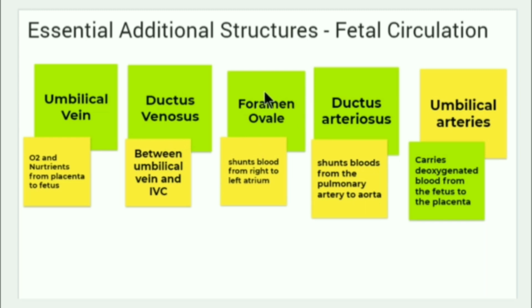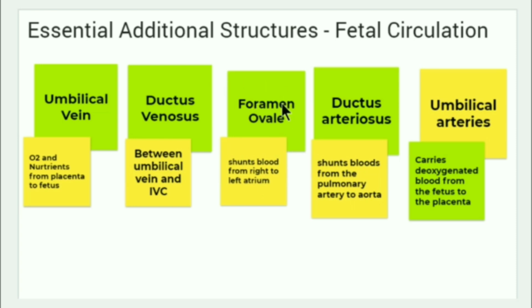The next important part is the foramen ovale. Foramen ovale is a connection between the right and left atrium. It sends blood from the right atrium to the left atrium because the pressure in the right atrium is high due to the placental blood coming through at high pressure. So the right side has high pressure and blood is sent from the right atrium to the left atrium. That is the important function of the foramen ovale. So the blood carried by the umbilical vein is sent into the left atrium through the foramen ovale.